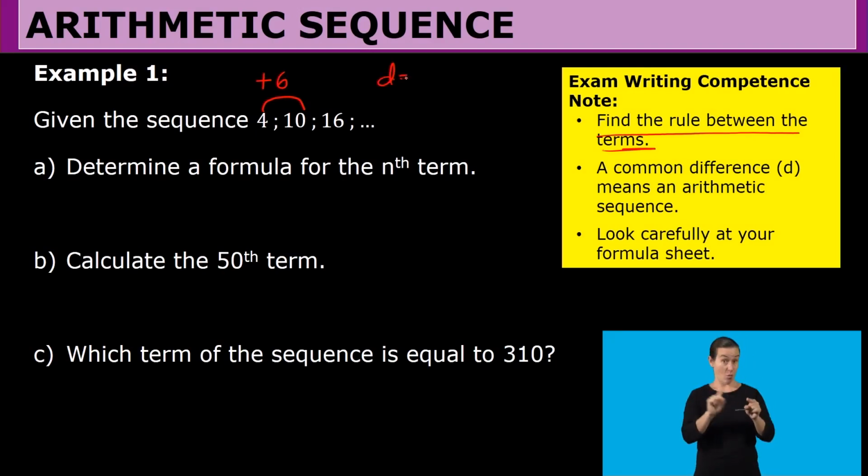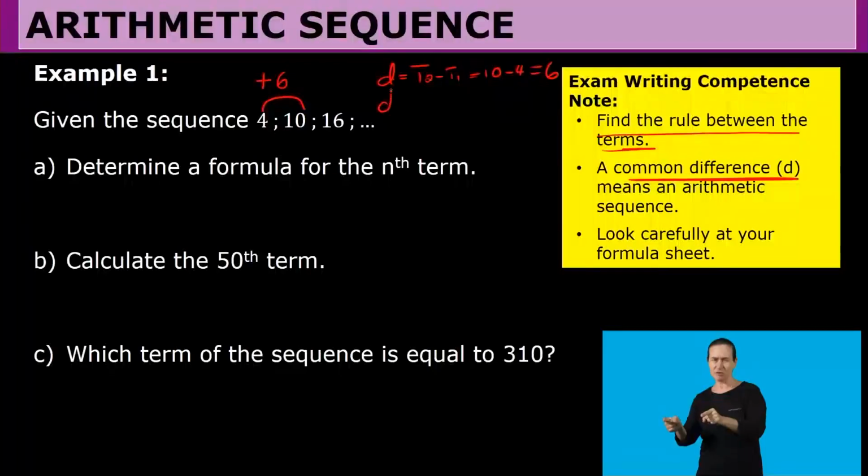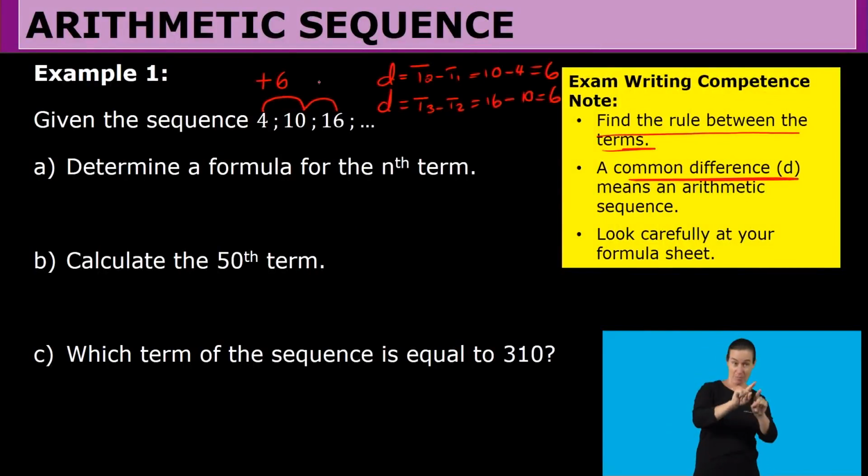Remember, the difference can be obtained by saying T2 minus T1, that would be 10 minus 4, giving us, of course, that 6. And just to make sure that this difference is common, so it needs to be common for us to conclude that this is an arithmetic sequence, we are just going to again calculate T3 minus T2. That is, of course, 16 minus 10. And again, that gives us an answer of 6. It means moving from 10 to 16, we can see that we added a 6.